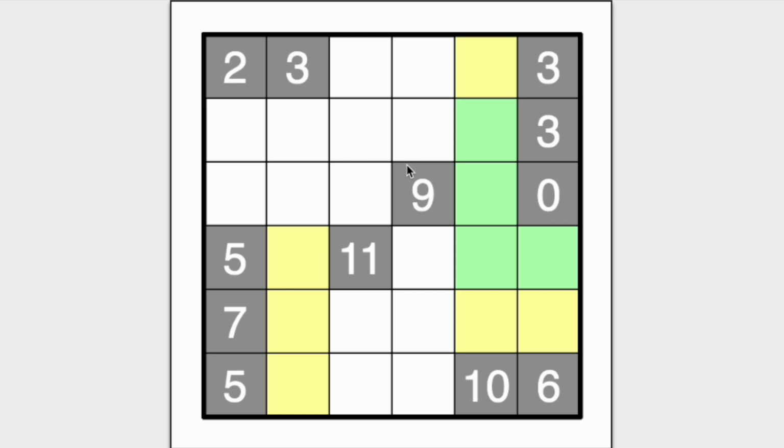Okay, let's do some easy numbers then. The same places we just looked. This one's going to have to be a 3 because that's the only way we can have this clue be satisfied.